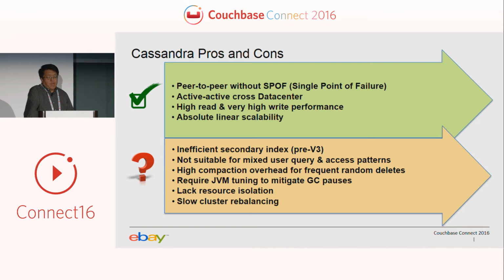Compaction overhead is a big killer because Cassandra does append-only writes. So you have to do compaction periodically to eliminate all the tombstones and merge inserts and updates together. Another bad thing we've learned from Cassandra is that, being written in Java, JVM garbage collection is a big killer for us. So in the most recent tuning, we had to upgrade to G1GC, which at least gives us some breathing room. Same as Mongo, it doesn't have resource isolation.